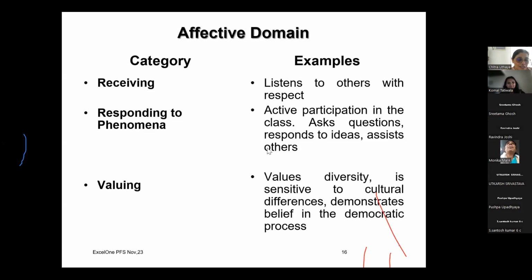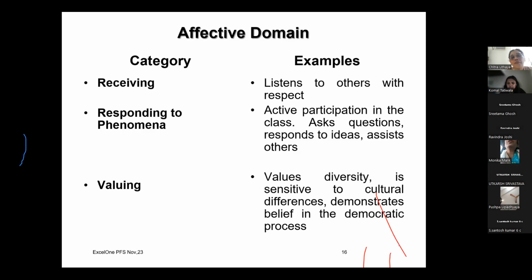The simplest category in the affective domain is receiving. So when in your report card, when you say listens to others attentively, you are actually commenting about the affective domain. The next, after receiving, the next higher level is responding to phenomena. And many of you write comments about how the child participates in class, how the child asks questions or responds to ideas, etc. Again, you are commenting about the affective domain of the child.